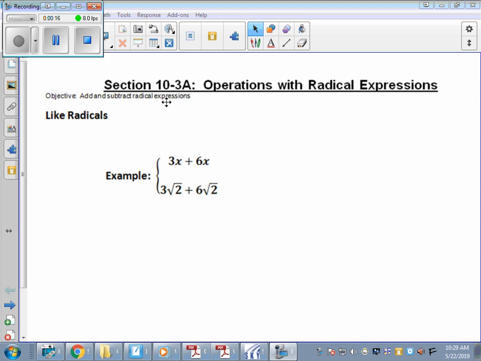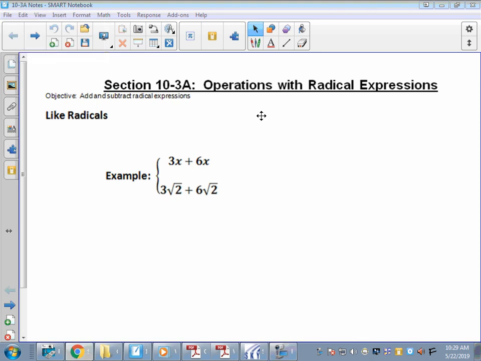Okay. Moving on to section 10.3a here. We are talking about operations now with radical expressions. Today, we're going to break this one into a couple different days. In 10.3a, we're going to focus on adding and subtracting of radical expressions.